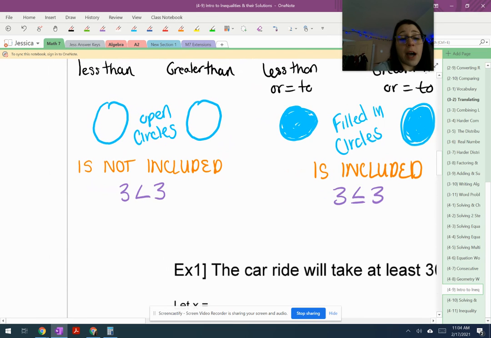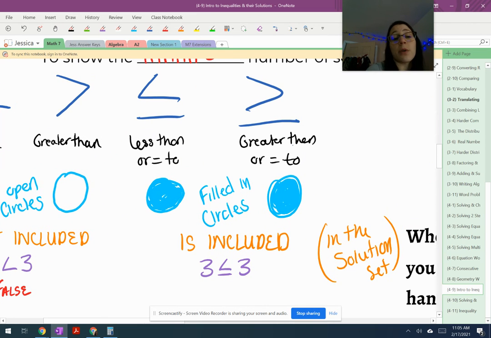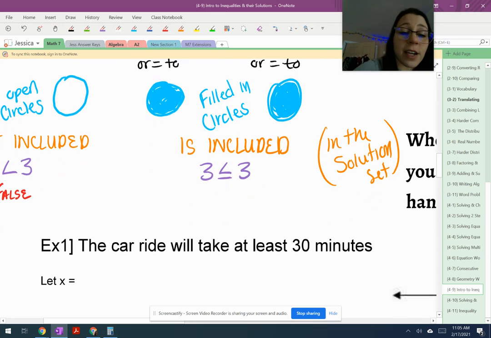Over here on this one, on the left-hand side, we have 3 is less than 3. That is not true. That is false, which would mean that 3 is not included in the solution set. Whereas over here, in this example, when we're dealing with less than or equal to, or greater than or equal to, 3 is less than or equal to 3. That is actually a true statement simply because of that or equal to.